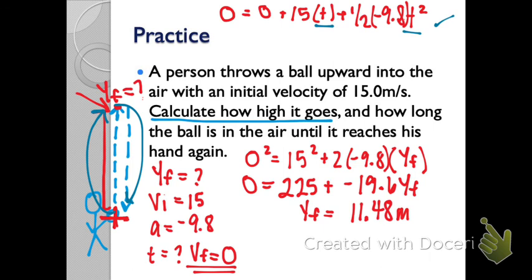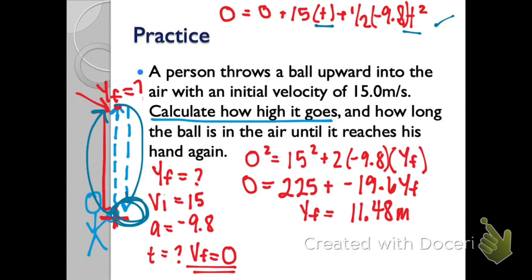So when it goes up and it comes back down, is the velocity the same? Bingo. Yeah, but in the negative direction. So my final velocity at my hand, when it reaches my hand again, should be negative 15. Yeah, and we could do the problem to see it mathematically, but yes, it will be. Good question.